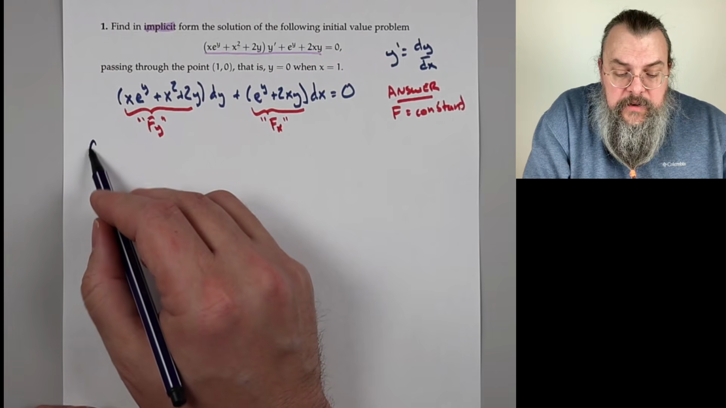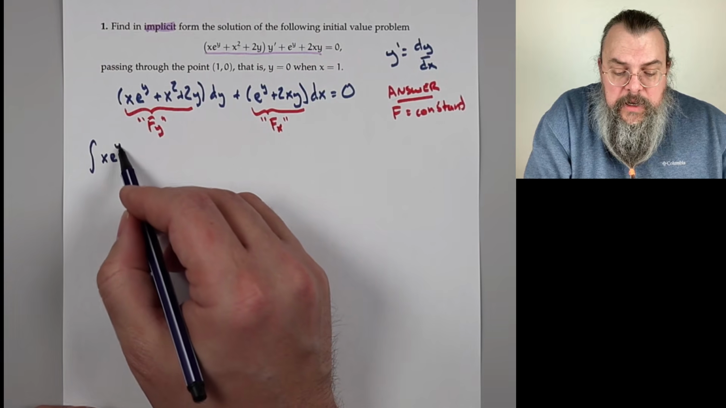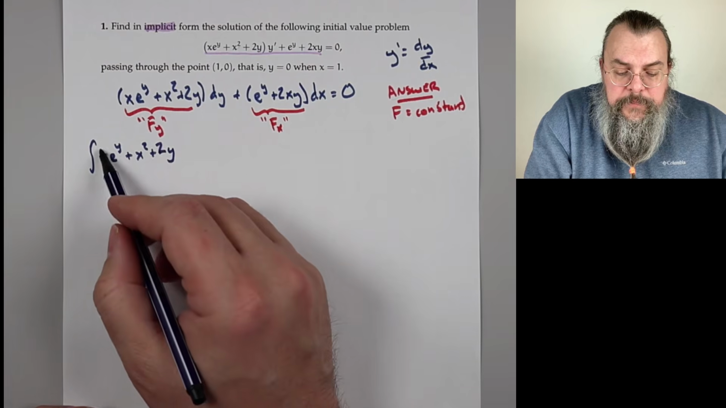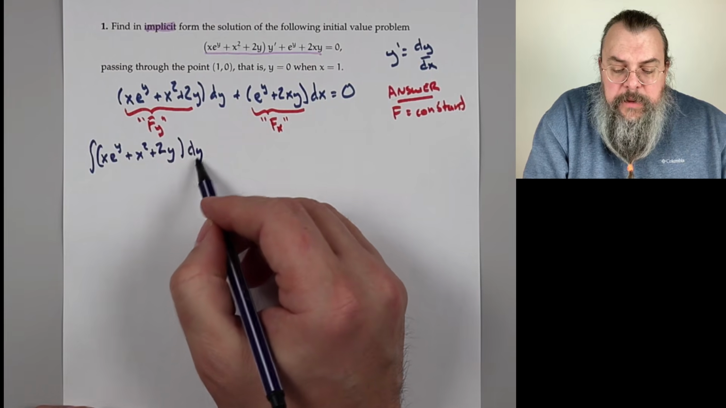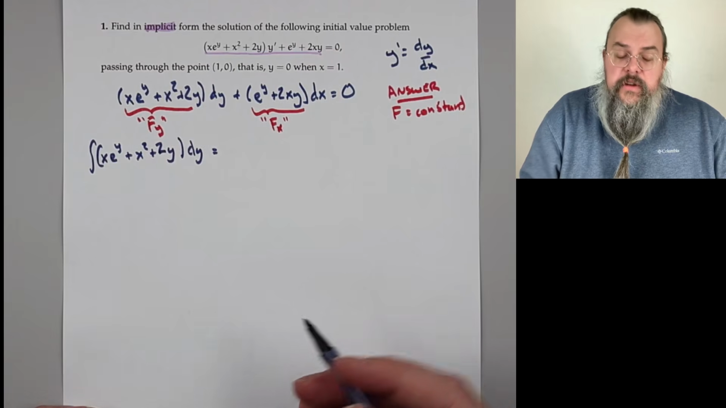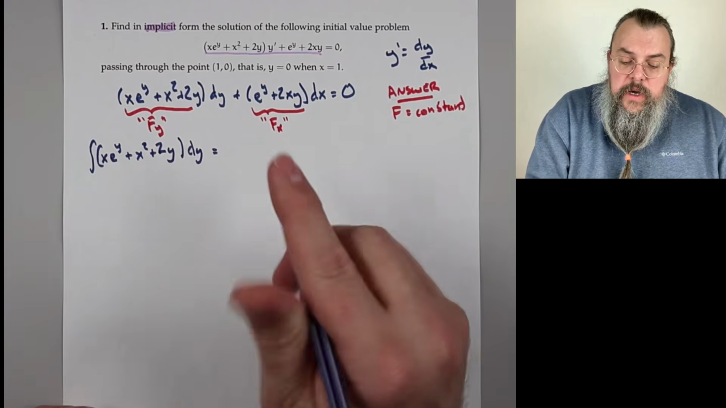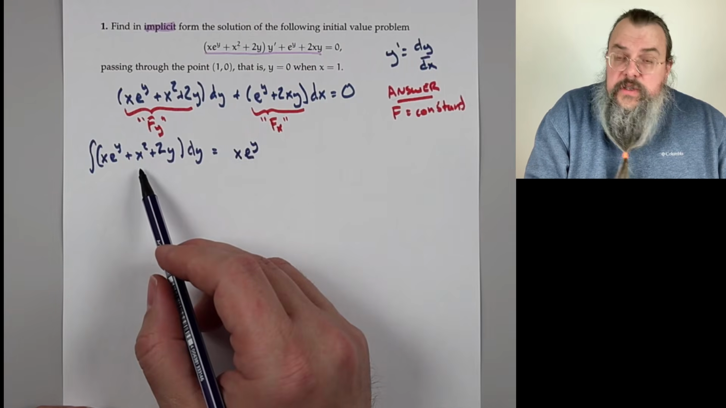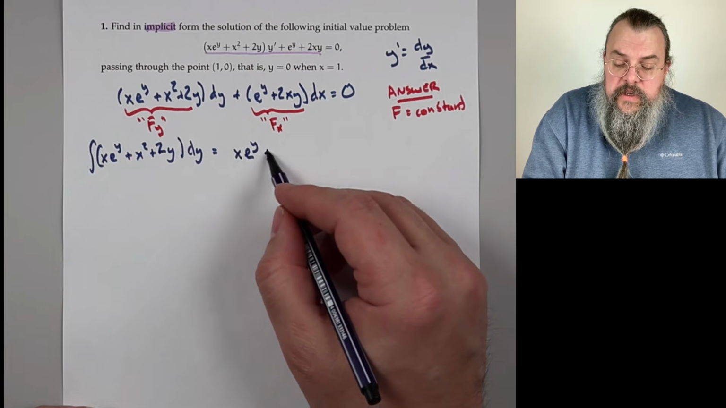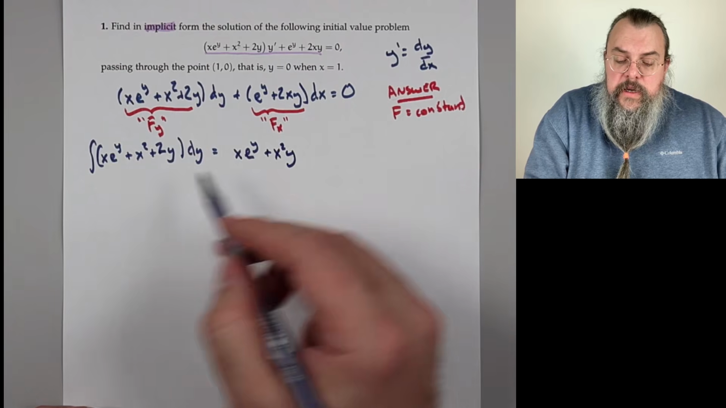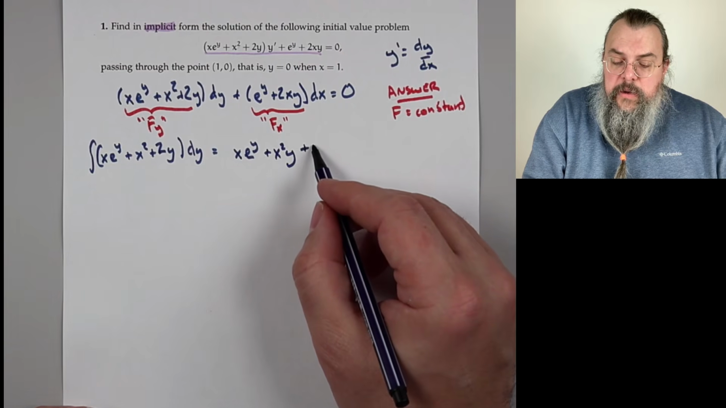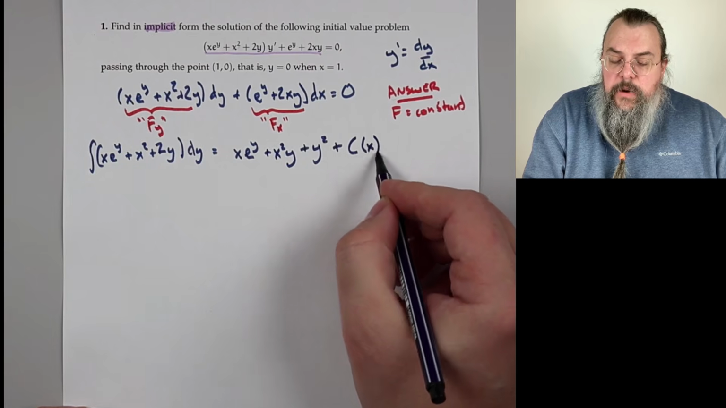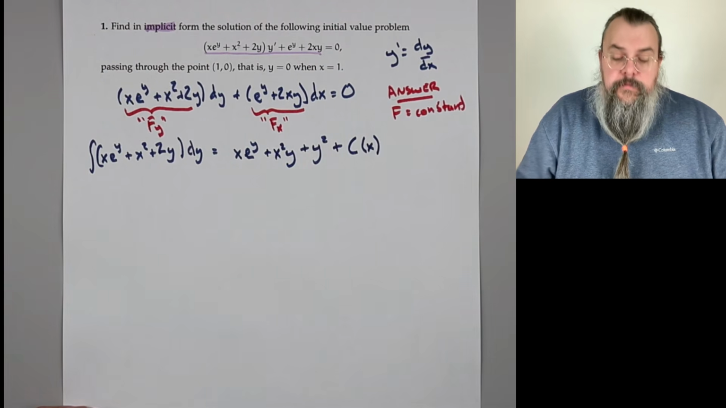So we have the integral of (x e^y + x^2 + 2y) dy. And when you integrate with respect to y, you treat x like a constant. So a constant times e^y, the integral of that is x e^y. A constant, well, that would be the constant times y. And 2y would be y squared. And then anything which didn't depend on y, call it c of x.